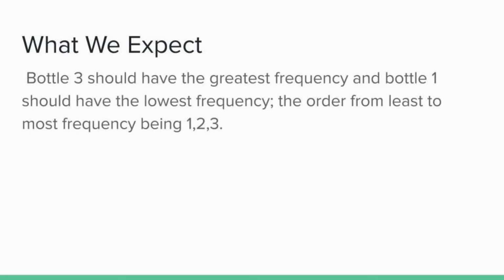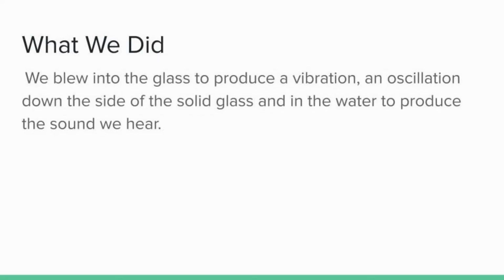To simplify that, Bottle 3 had the greatest volume, so according to our hypothesis, it should have the greatest frequency with the lowest amount of water. From here, we blew inside the glass to produce a vibration, which is an oscillation down the side of the solid and in the water to produce the sound that we hear.